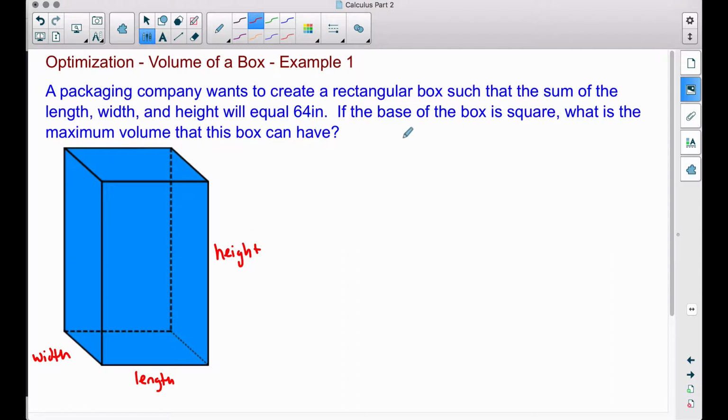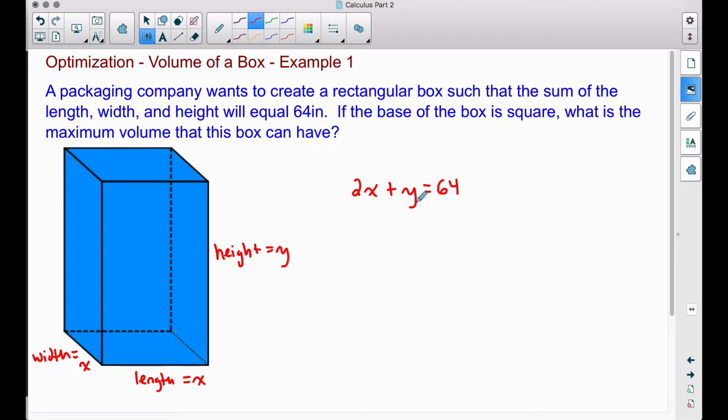But let's bring in some variables. If the base of the box is square, so we're looking at this base down here, and it looks square, but don't worry about the picture per se. If the base is square, that means the length and the width will be equal to the same measurement. I'm going to call the length and the width x. And we don't know what the height is, but we know we have an x by x base. The height I'm going to call y. Now let's bring back in the sum of the length plus the width plus the height needs to be equal to 64. So if we take the length plus the width, that's 2x, plus our height, which is y, this needs to be equal to 64. Here's one of our equations.